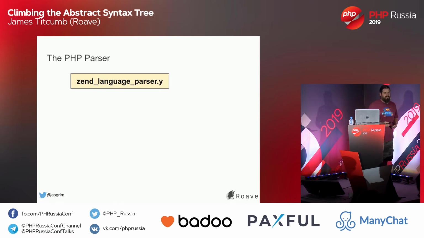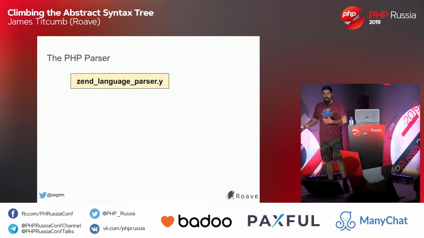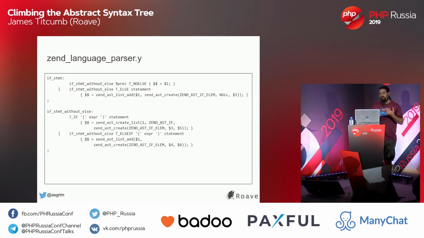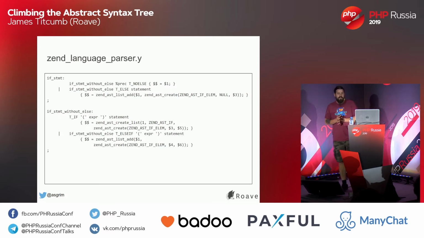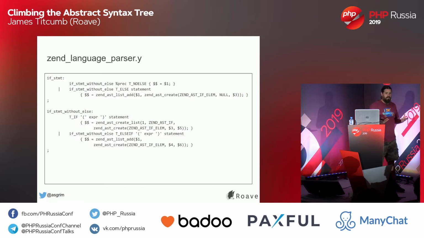So the parser is the next step. The output of the lexer is this token stream I mentioned, and that is the input for the parser, right? And it works in a similar way. It contains a parser definition, which might look something like this. It starts getting a little bit more complicated, but a real language is more complicated, right?